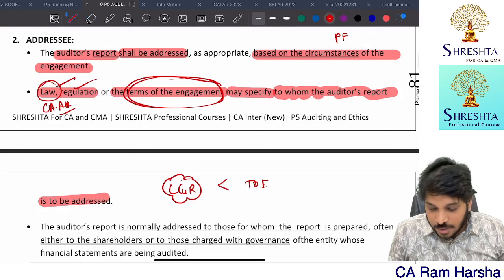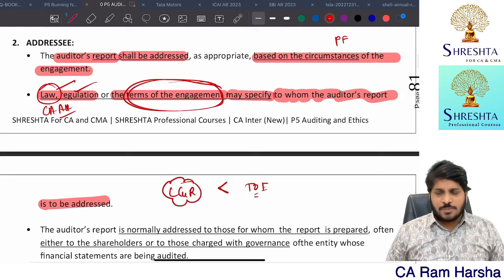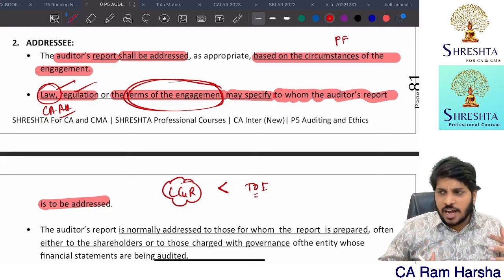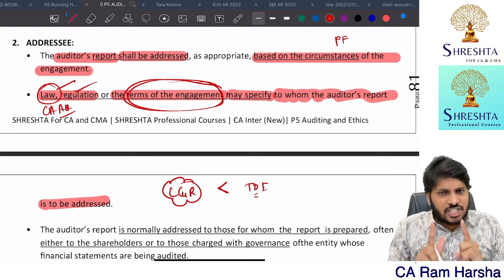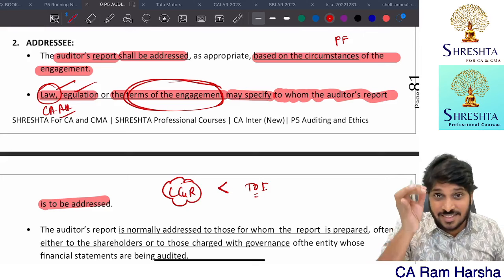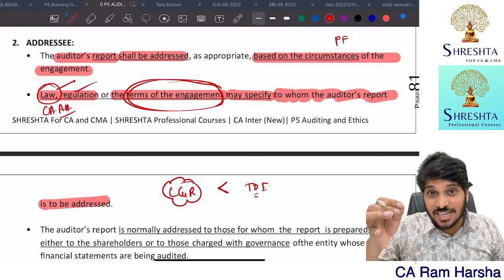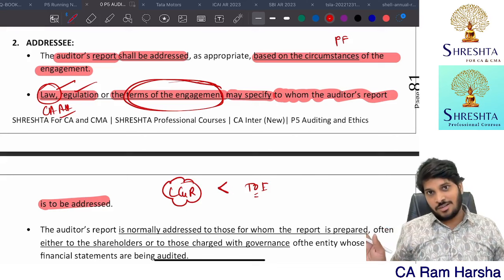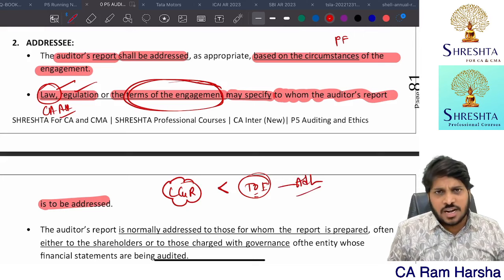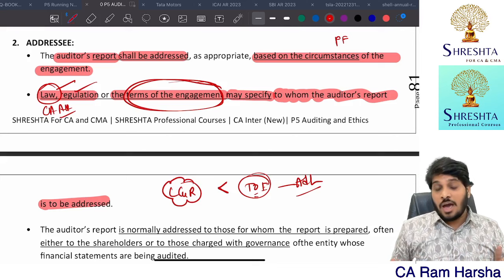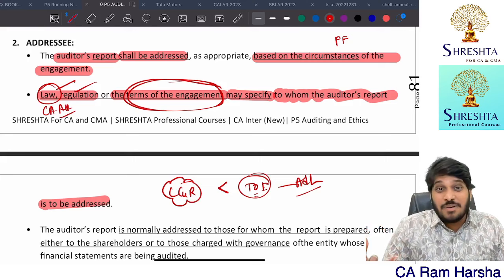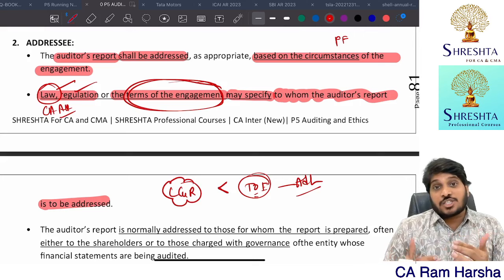No. See, in terms of engagement, when a company and the auditor enter into an agreement, they can discuss some additional terms and conditions. Can the additional terms and conditions be against the law? Can they be against the regulation? Can they be against the applicable financial reporting framework? Definitely not. The terms of engagement can have additional terms and conditions, additional points they can talk about in the agreement, but it should not be against law. As long as it is not going against law, terms of engagement can be customized. Able to understand, the terms and conditions can be customized depending upon the scenario requirement.